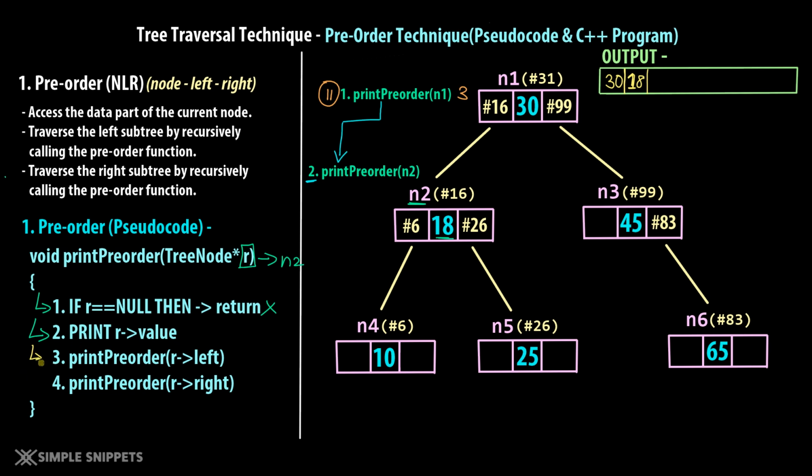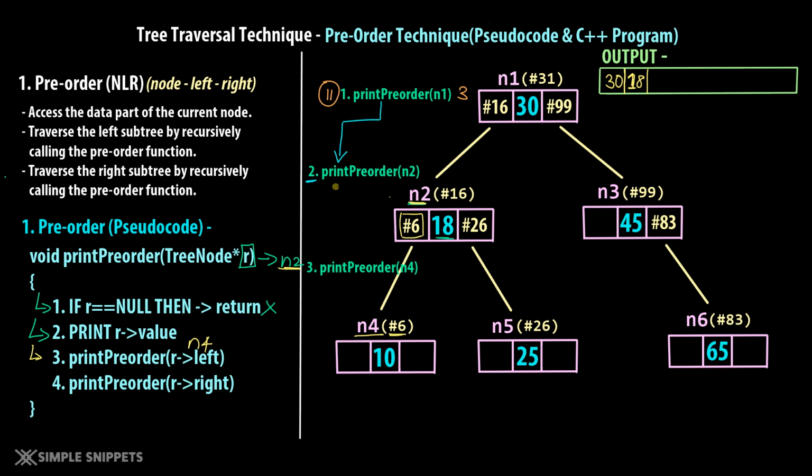But again, at step 3, you can see we are giving a recursive call to print preorder, and again we are saying r of left. R is what? N2, which means r is over here. Who's to the left of n2? It is the address #6, and #6 is the address of n4. You can see. So basically now we are giving another recursive call and we are passing n4 this time. So let's see that recursive call.